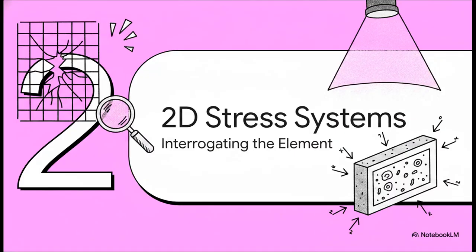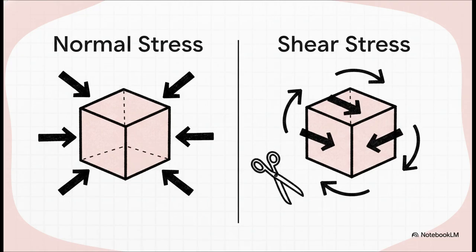Moving right along to Section 2, 2D stress systems explained. So what's actually happening to this tiny element? Well, there are two fundamental types of stress acting on it: normal stresses and shear stresses. Normal stresses act perpendicular to the faces of our element. Think of tensile stresses actively pulling the element apart, or compressive stresses trying to crush it. Shear stresses, on the other hand, are created by direct shear or torsion. They act parallel to the face. They're basically trying to cut or slice the element like a pair of scissors.